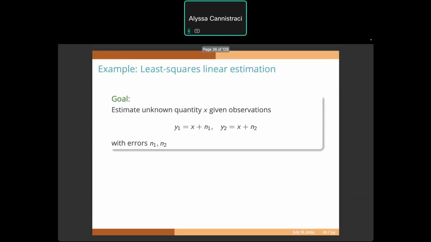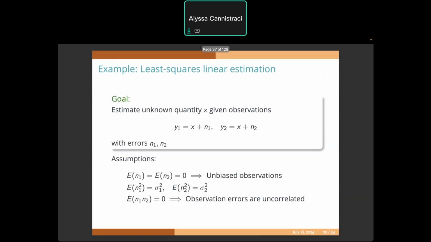Okay, so getting into the first example, we're going to do a least squares linear estimation. So let's say that we have some unknown quantity x, but we have two observations of x. So we have y1 and y2. They each have their associated noises n1 and n2. And we're going to make some assumptions about what we know about n1 and n2.